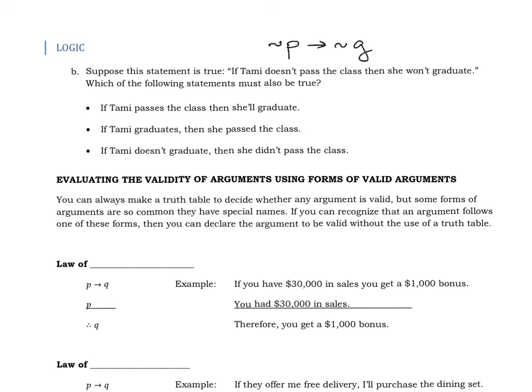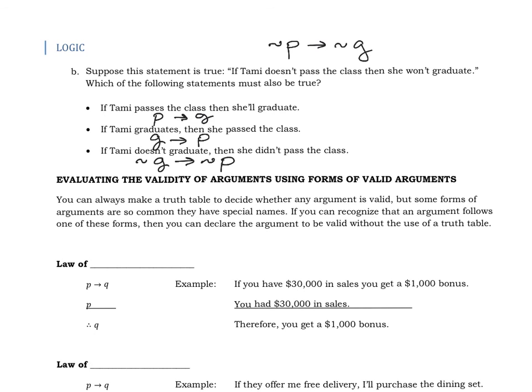Okay, so if Tammy passes the class, then she'll graduate. So P implies G. If Tammy graduates, G implies she passes the class. So G implies P. If Tammy doesn't graduate, that's a negation of G, then she didn't pass the class. That's a negation of the P. Okay, so this looks like it is the inverse. It has the inverse form.